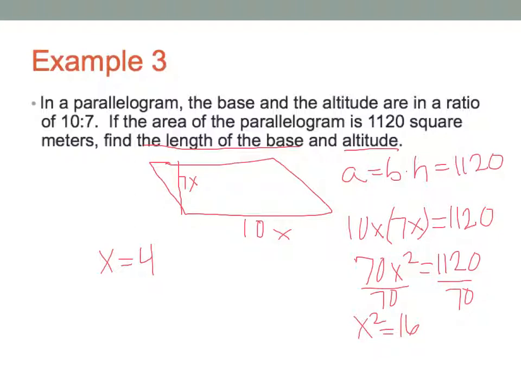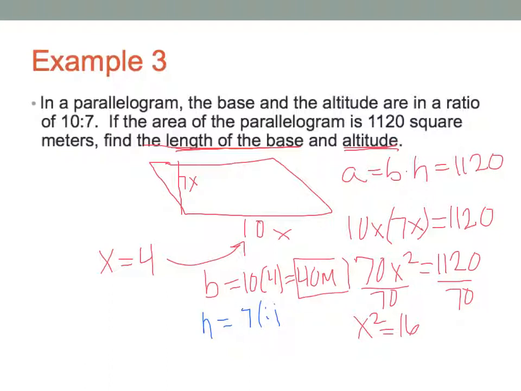However, I'm not going to use my negative 4 because I can't have a negative length. Don't stop here though. Look again at what they're asking me for. What did I underline? Find the length of the base and the altitude. Plug in 4 here, and I get my base is 10 times 4, which is 40 meters, and my height is 7 times 4, and that is, what is it? I'll wait for you.